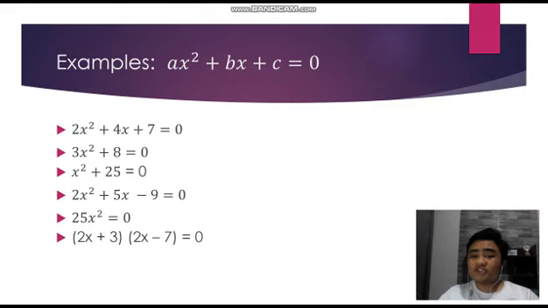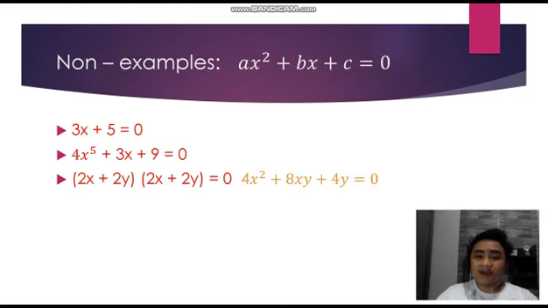May I ask you this question: is the sixth example a quadratic equation? Yes, because it is not yet simplified. If you simplify 2x plus 3 times 2x minus 7, you get 4x squared minus 8x minus 21 equals 0, which is now an example of a quadratic equation.